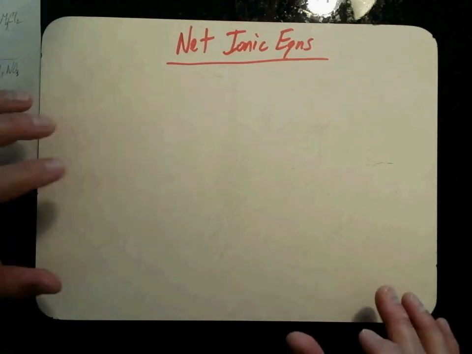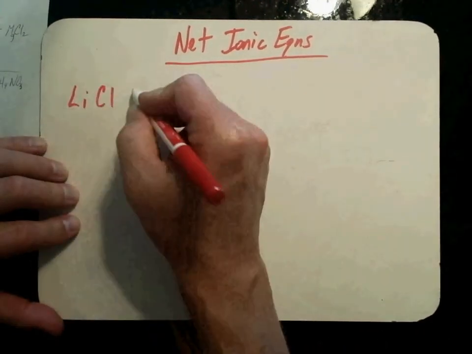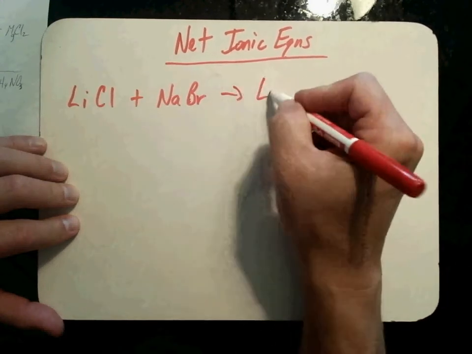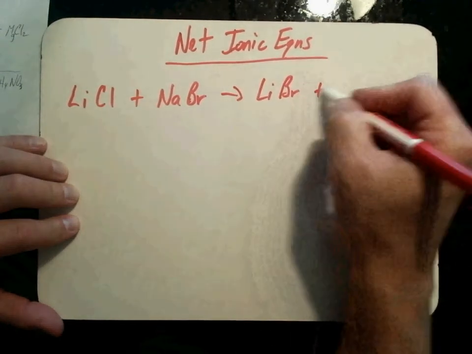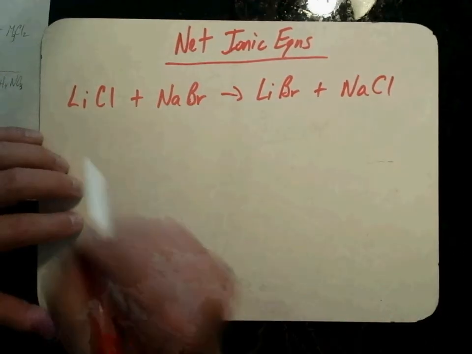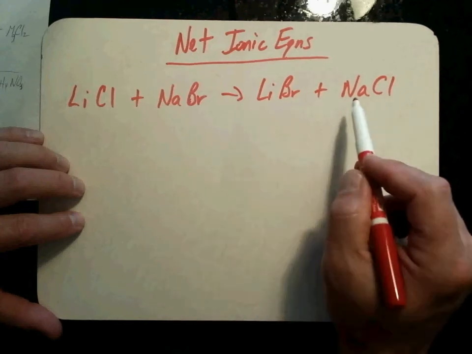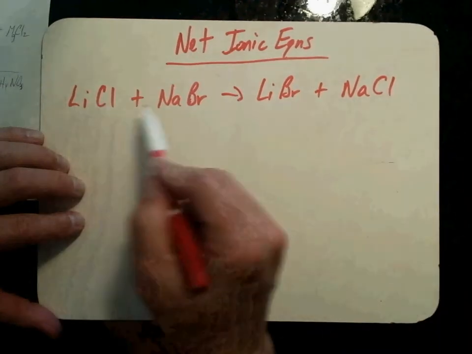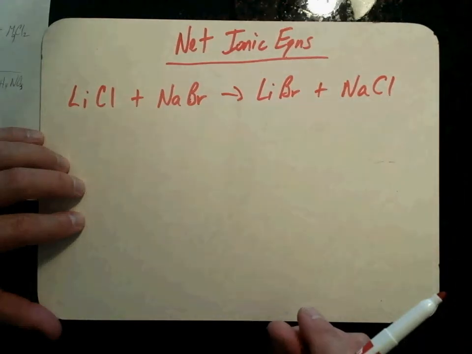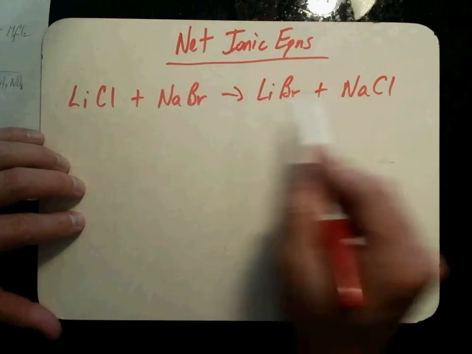I'm going to take an equation. A very simple double replacement reaction. Lithium chloride, sodium bromide produces lithium bromide and sodium chloride. Plus 1, minus 1, plus 1, minus 1, plus 1, minus 1, plus 1, minus 1. So I'm checking the charges. We've got one lithium on this side, one lithium on this side, balancing. One chlorine, one sodium, one bromine.